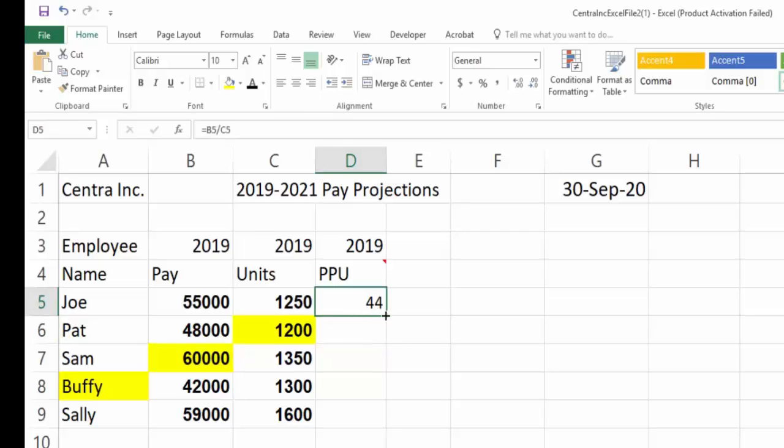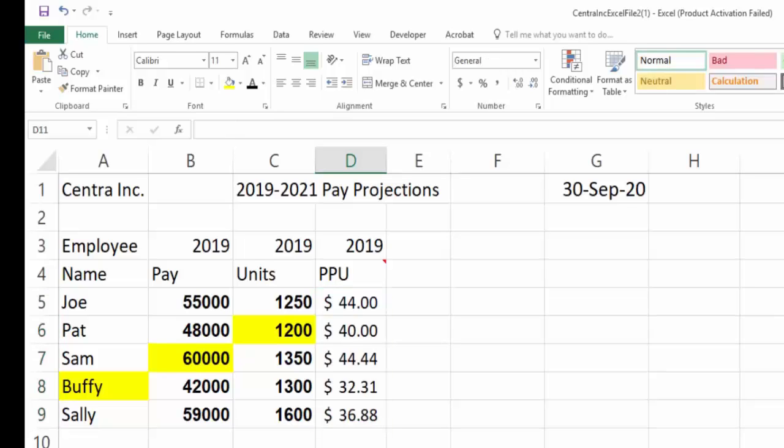Now, you should know how to copy down from the last session, so I'll copy this down. And you know what? Let's format it. See the dollar sign at the top? There we go. So this is the PPU. It's the first calculation we're doing here. Now, based on this, let's fire somebody. Remember, the idea is how much did each person's pay cost to produce one unit?